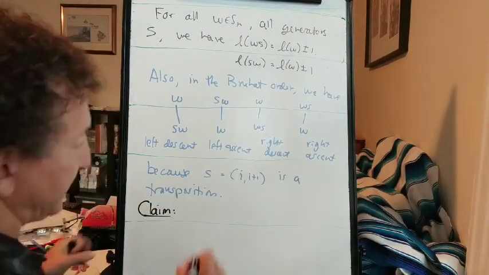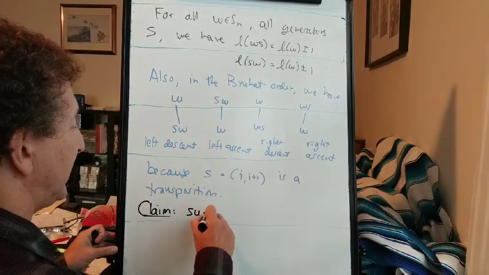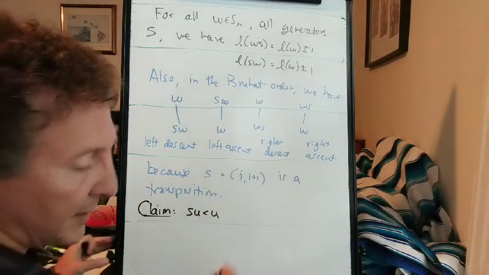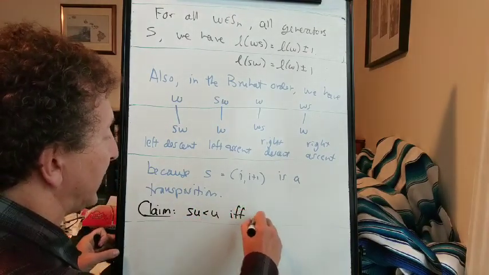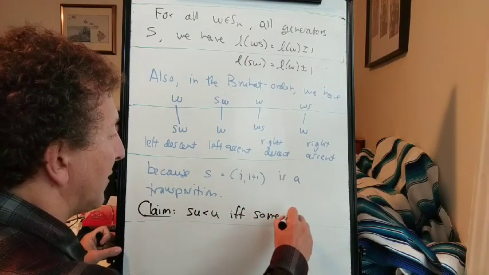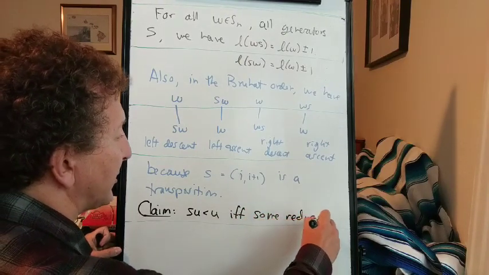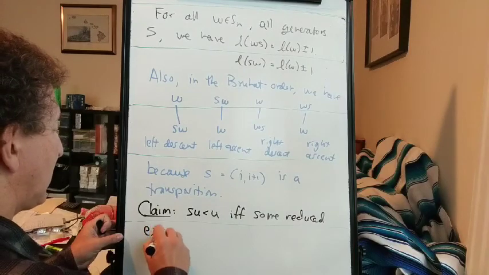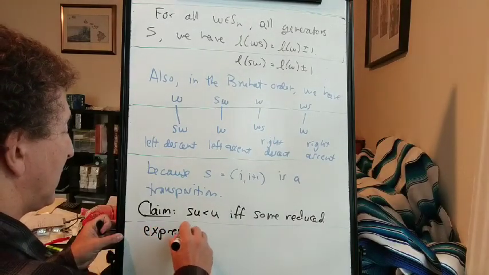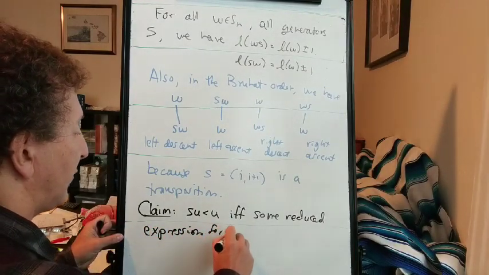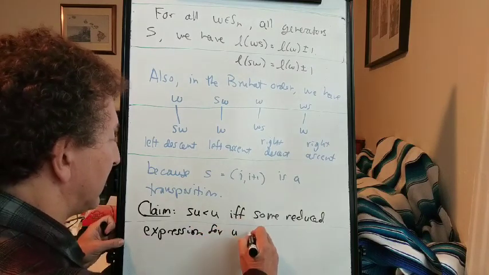Now I claim that SU is less than U if and only if some reduced expression for U begins with S.